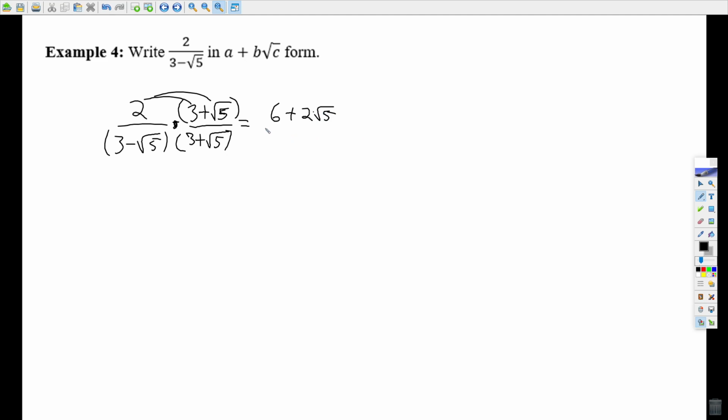Just times them together. The denominator, if you remember, these middle two terms are going to cancel out. So we need the first term, 3 times 3, which is 9. These other two are going to cancel out. If we do 3 times square root of 5, we get 3 square root of 5. Look what happens again here. Negative square root of 5 times 3 is minus 3 square root of 5. You can write it the same way. So they're going to cancel out. And our last one, negative square root of 5 times the square root of 5 would be minus the square root of 25, which is 5.